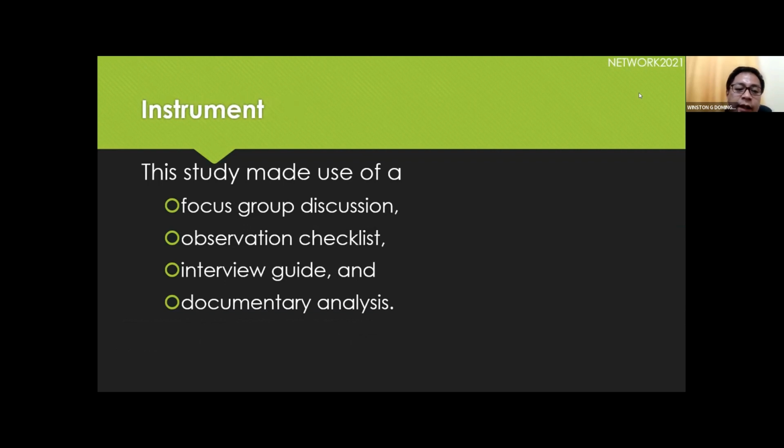The instruments used in conducting this study: first, we have the focus group discussion together with the principals and the senior high school teachers. Observation checklists were also provided for us to check what things we need to do in developing the system. An interview guide was also provided to the teachers to identify the problems they encountered. We also have documentary analysis as part of the instruments, by collecting sample documents from their department to analyze all the documents and reports of the senior high school, and the reports that teachers submit to the principal.